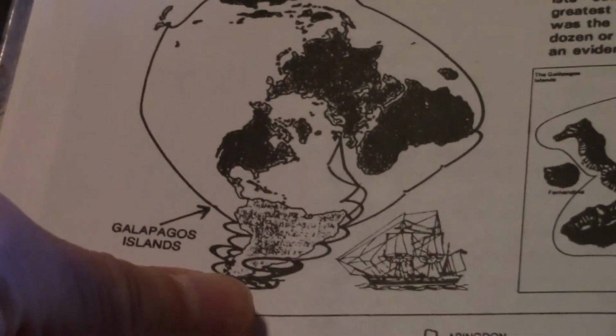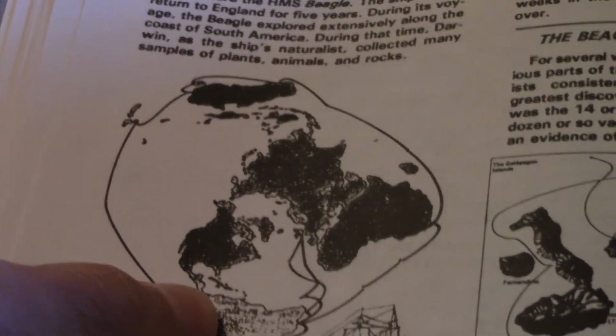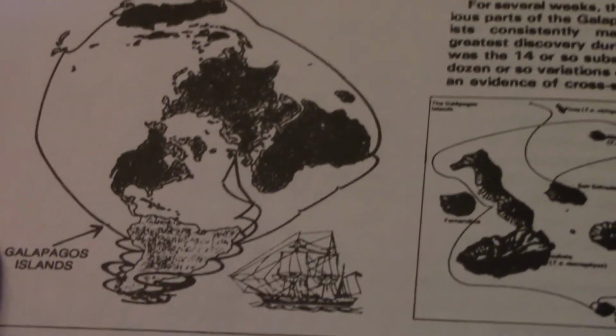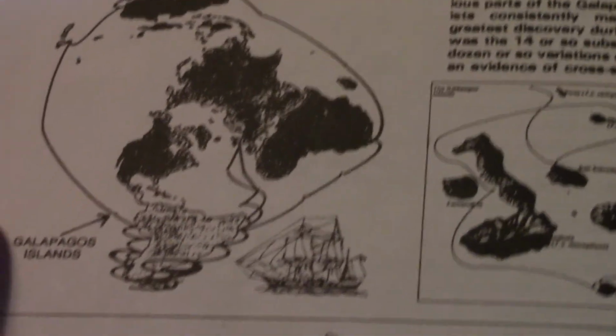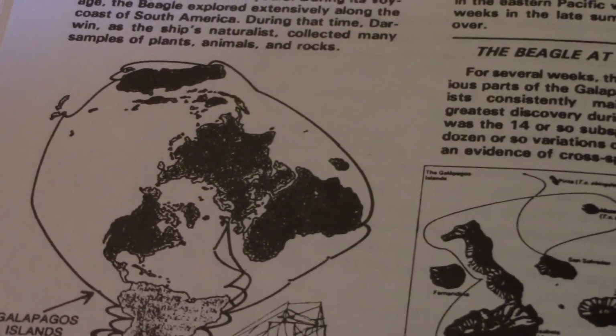But here, at the base of South America, it comes up around, and off of Ecuador here, where my thumb is, are the Galapagos Islands. Here he makes what he believes are some incredible discoveries that build the foundation for his theories and his Darwinian evolutionary theory.